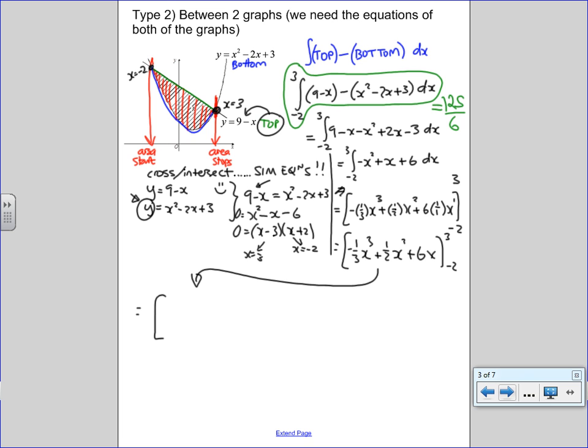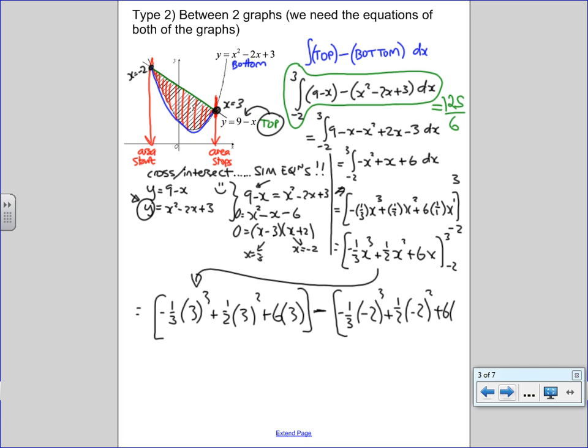So I'm putting 3 in first: minus a third of 3 cubed, add a half of 3 squared, add 6 lots of 3, minus, always minus, and then the minus 2 goes in. Minus a third of minus 2 cubed, add a half of minus 2 squared, add 6 lots of minus 2, which is minus a third times 27 is minus 9. Yeah.